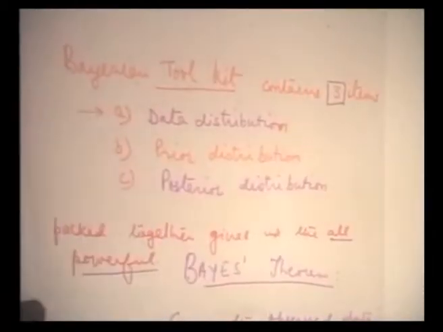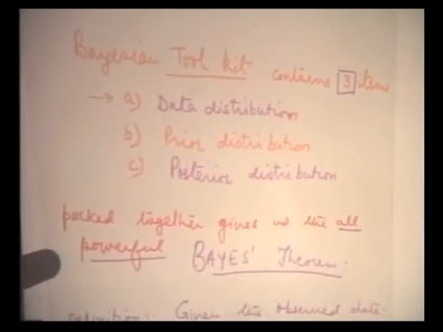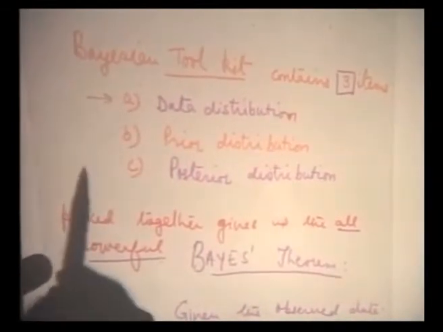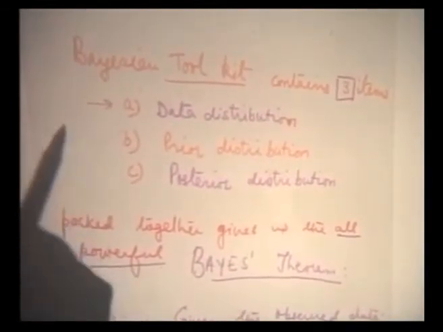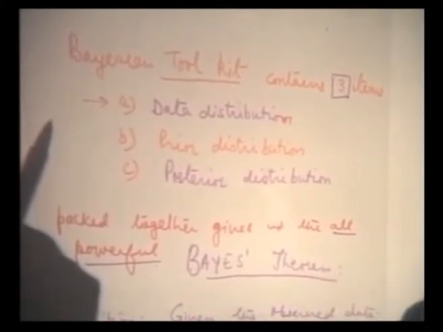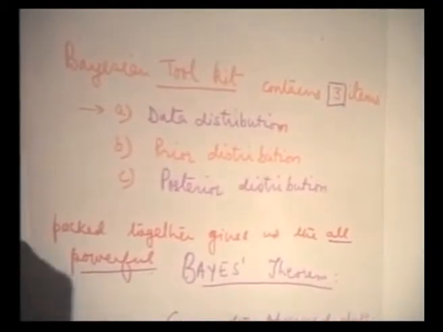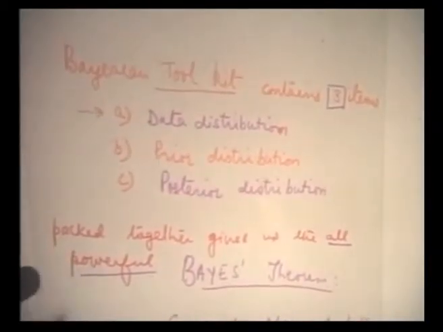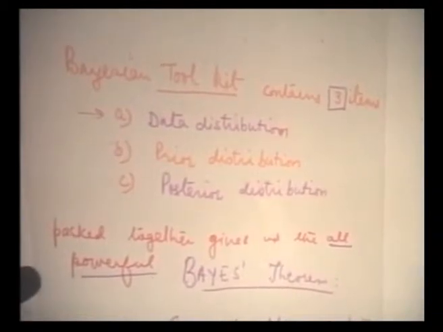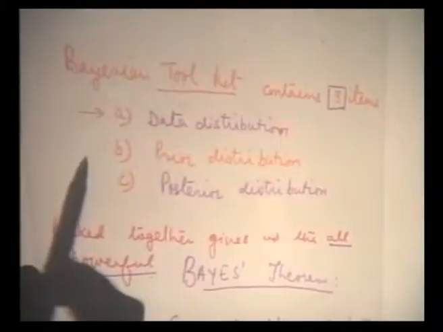One is the data distribution, the prior distribution, and the posterior distribution. I think the term data distribution is something all of you are familiar with because most of you have worked with either statistics or econometrics, some kind of modeling. So you have always worked with some data distribution. But what is new that the Bayesians talk about is the concept we call the prior distribution.